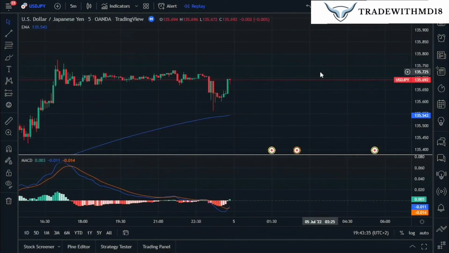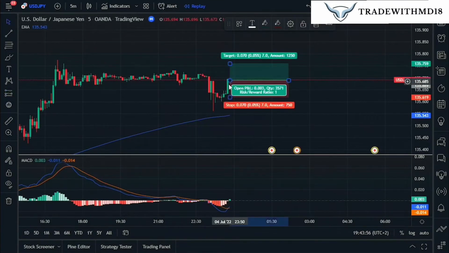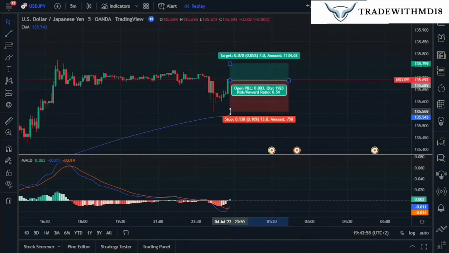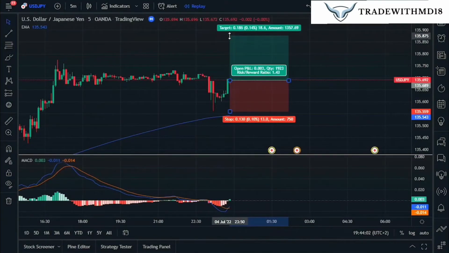We can take a long position if the MACD line crosses above the signal line, and if the price is above the 200 EMA. It is important to note that only those MACD crosses that occurred below the zero line are valid for long positions. In this example, we can see that all our conditions are met, so we can take the position. Our stop loss will be the previous swing low. Our take profit will be 1.5 times the risk.